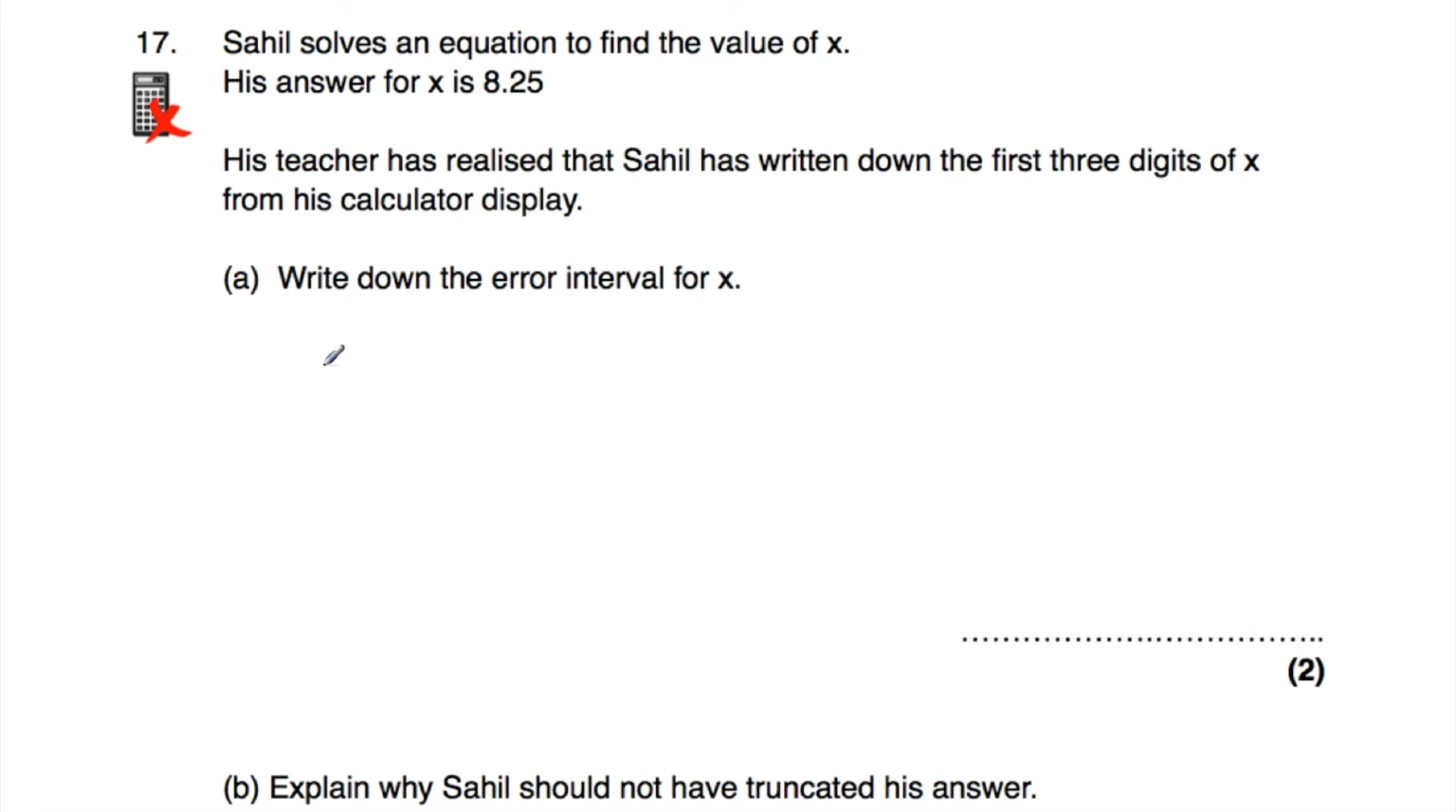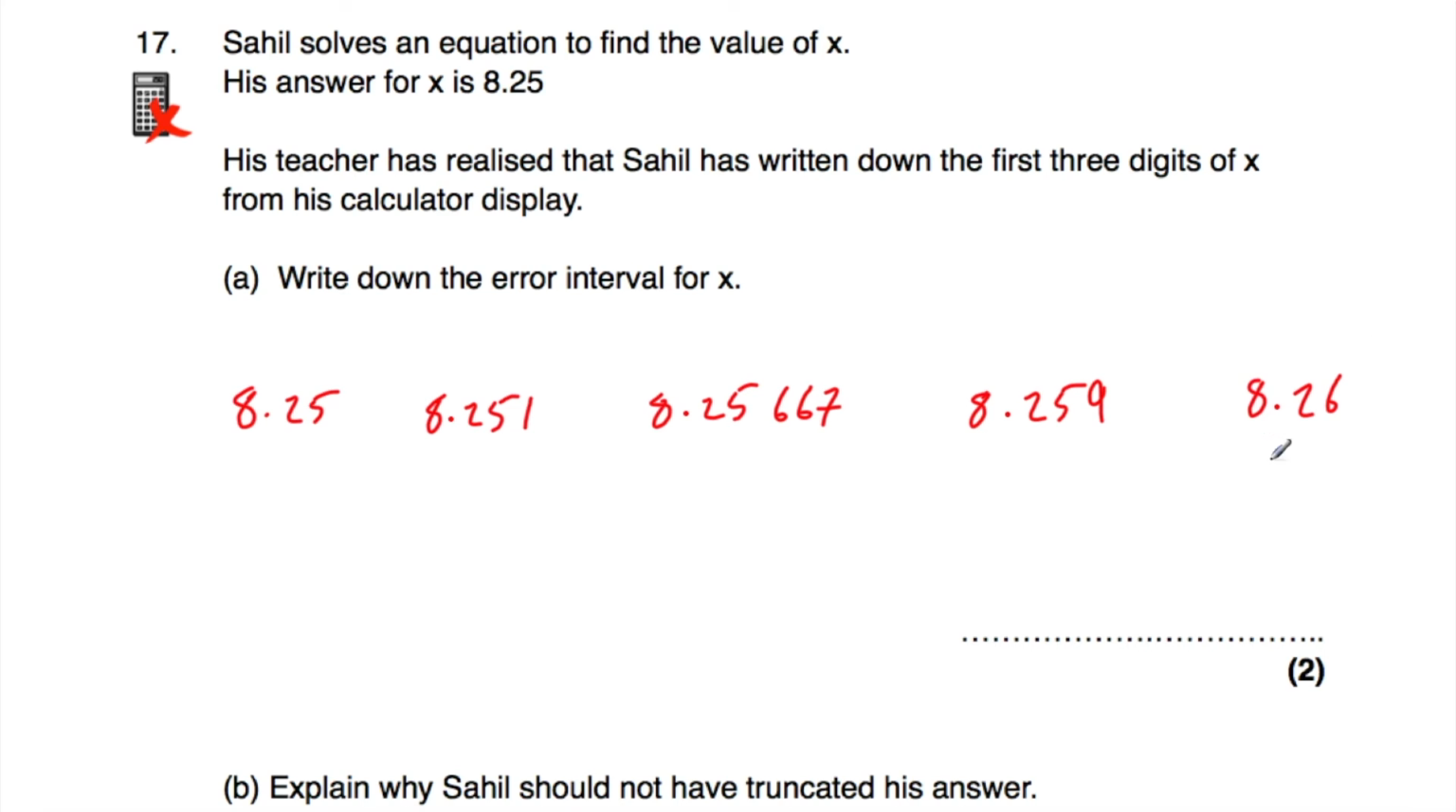So because he's written down the first 3 digits, well, it could have been 8.25, and that could have been what the teacher was looking at and just said he's written down the first 3 digits. But it could have been 8.251, and he's just looked at the first 3 digits. It could have been 8.25667, and he's just written down the first 3 digits. It could even have been 8.259, and he's just written down the first 3 digits. It's going to be anything up to, but not including 8.26. So that's the upper bound.